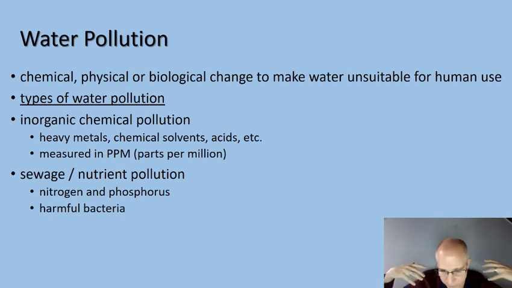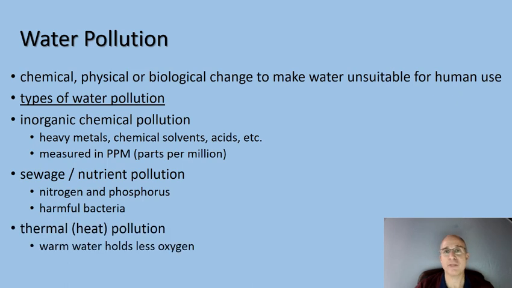So as we see, if we're going to be dumping nutrients or dumping sewage into a body of water, there's going to be lots of these limiting factors, so we're going to see species being able to grow and grow and grow really fast. In addition, when we're talking about sewage pollution, sewage can also contain lots of harmful bacteria. We have thermal pollution, thermal referring to heat.